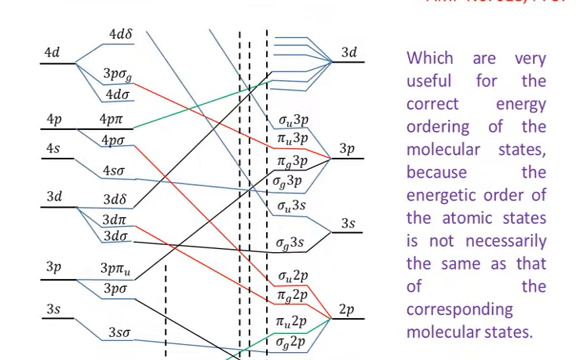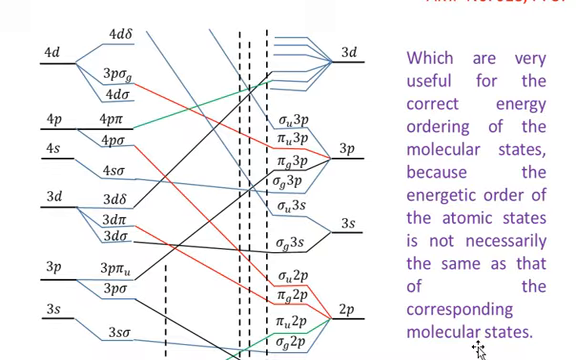So let me read the caption given over here. Which are very useful for the correct energy ordering of the molecular states, because the energetic order of the atomic states is not necessarily the same as that of the corresponding molecular states. So the energy levels of the different molecular states do not follow exactly the energy of the atomic states.